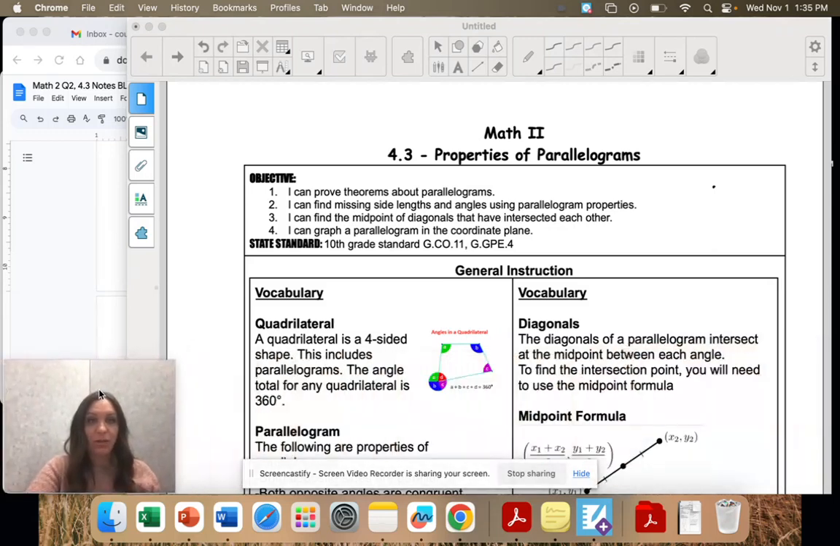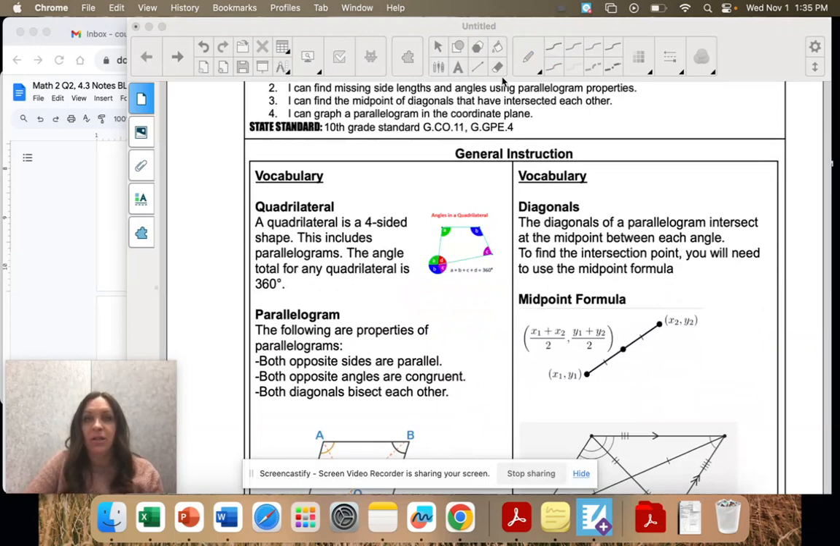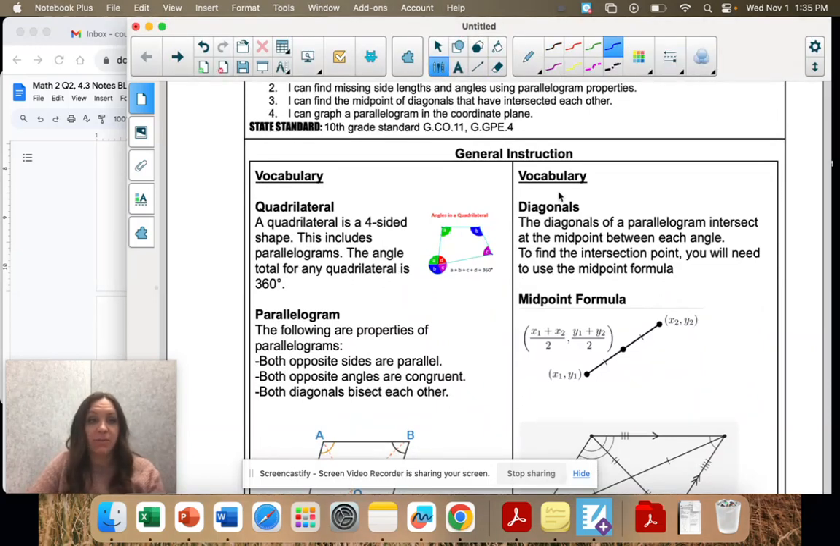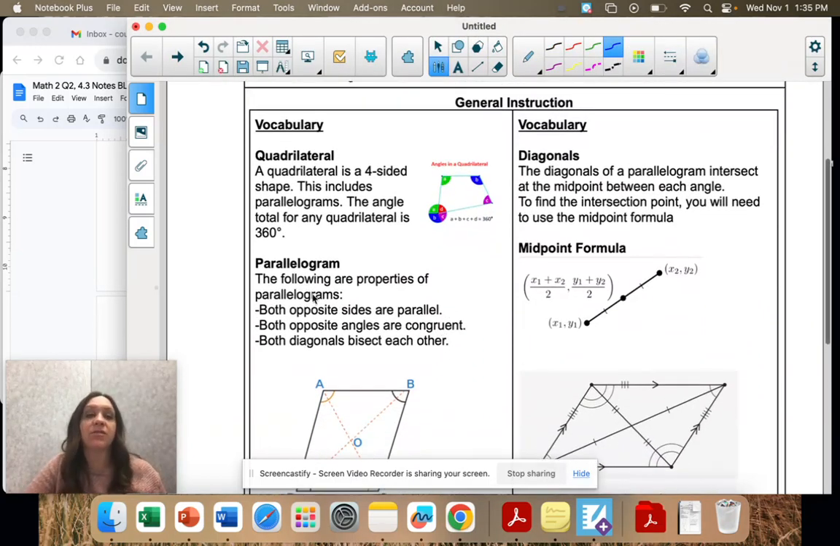Okay, 4.3, we're talking about parallelograms. You've seen them before. We're just going to solve some things using them now. So remember that a quadrilateral is a shape with four sides. All the angles add to 360. So if you ever need to check your angles in a parallelogram, they all add to 360.